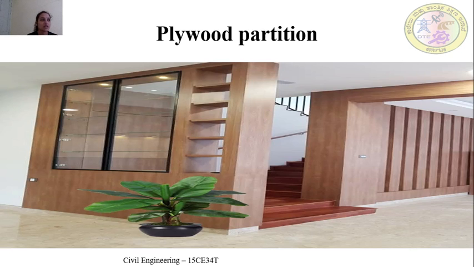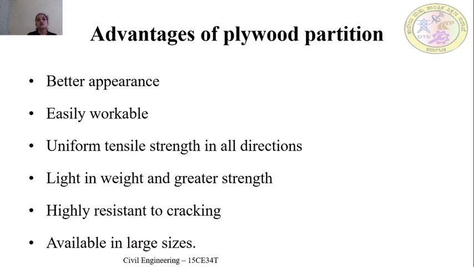So this is one of the examples of the plywood partition. This is the plywood partition wall ideas. So coming to the advantages of the plywood partition, it gives better appearance, easily workable, uniform tensile strength in all directions, light in weight and greater strength, highly resistant to cracking, available in large sizes.